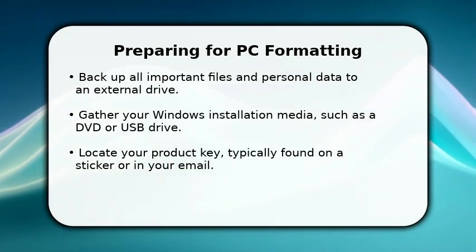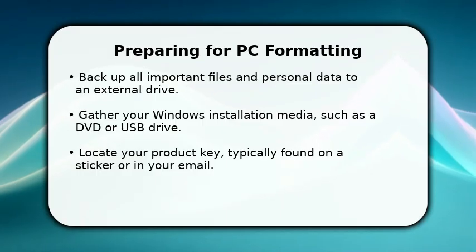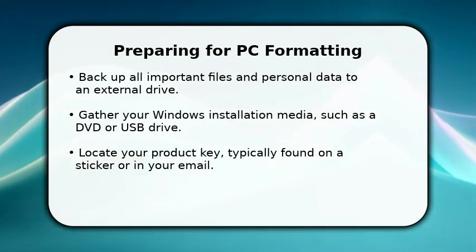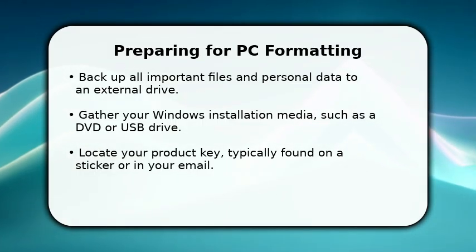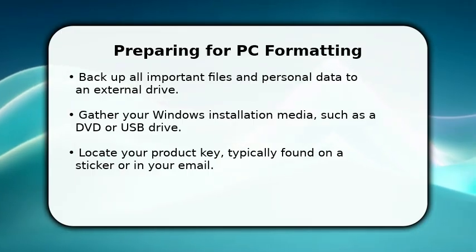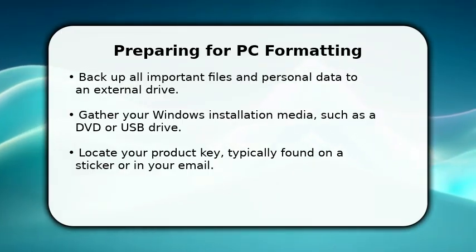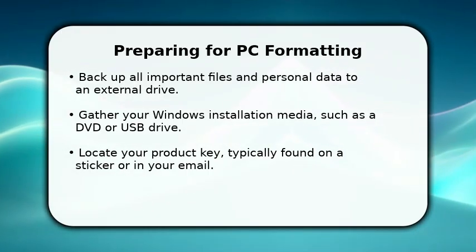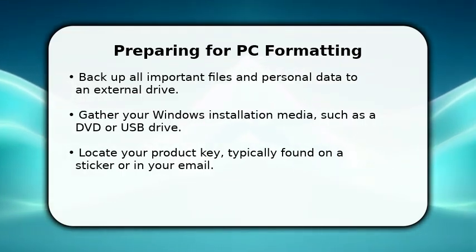Next, gather your Windows installation media, which could be a DVD or a USB drive. Don't forget to find your product key, often on a sticker or in your purchase confirmation email. Finally, ensure your computer is connected to a stable power source to prevent interruptions during the process.